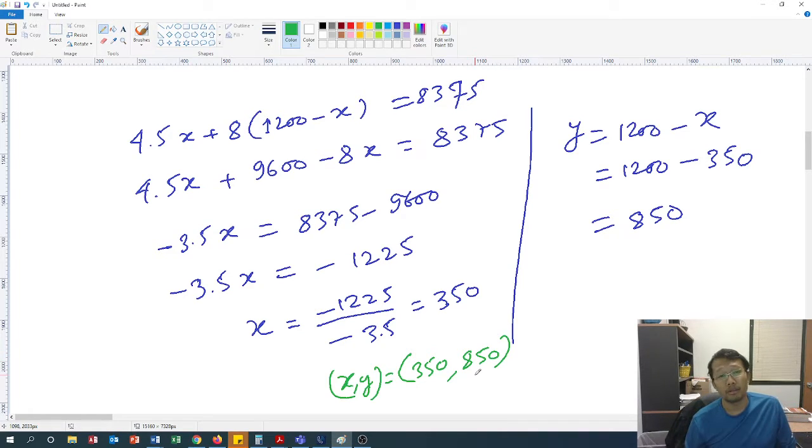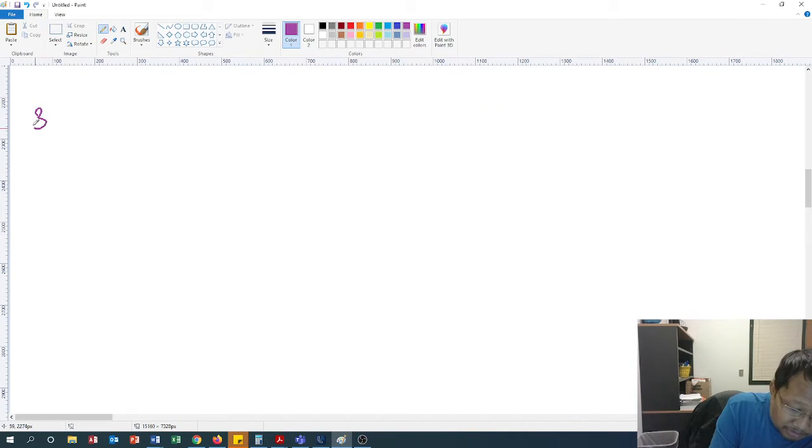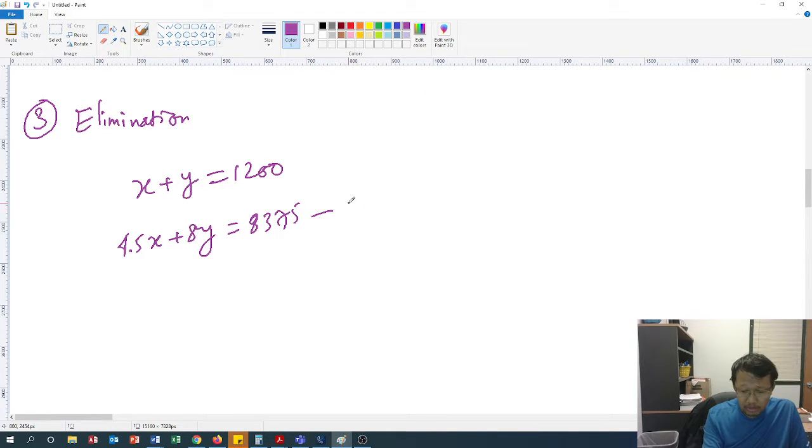So that's how we proceed on solving by substitution method. Finally, let's go for the elimination method. Now what I will do is I just want to throw away the x value at first. So for that I'll multiply the second equation by 1 and the first equation by negative 4.5. Why? Since I want to eliminate x, right?